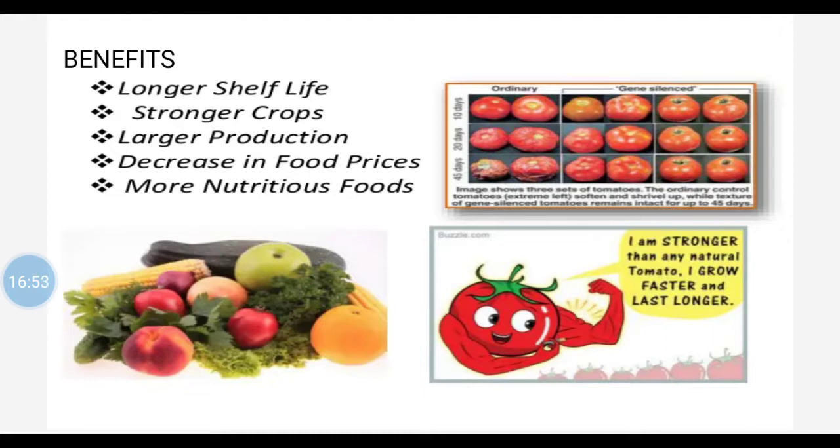Crops are strong enough, isn't it? That is another benefit of GM foods. Larger production is possible in less area. Then decrease in food prices. So when the crops are in large amount, isn't it? So automatically the price also is less, isn't it? And that may be economic for the people. More nutritious food. So by this technique, one can develop more nutritious food also, isn't it?